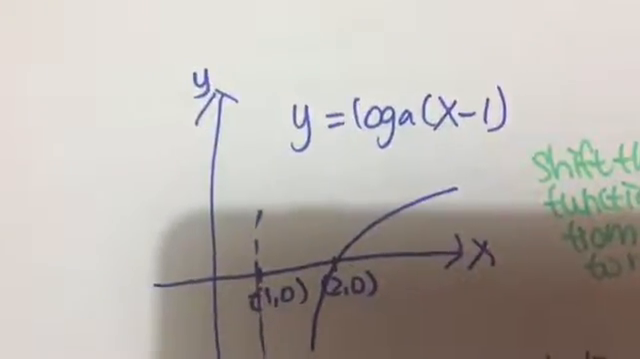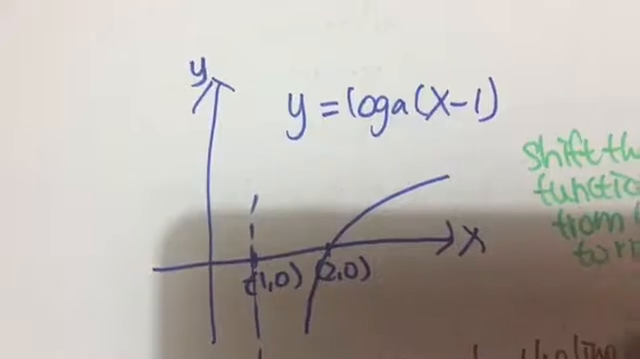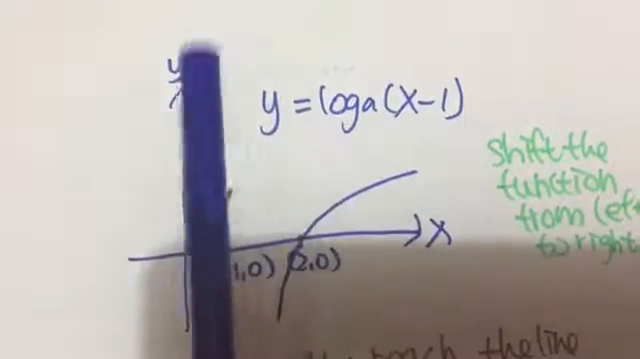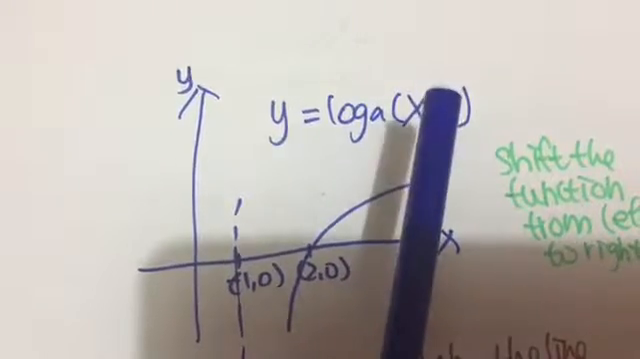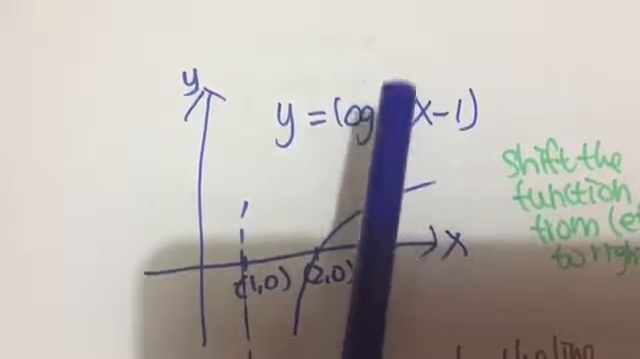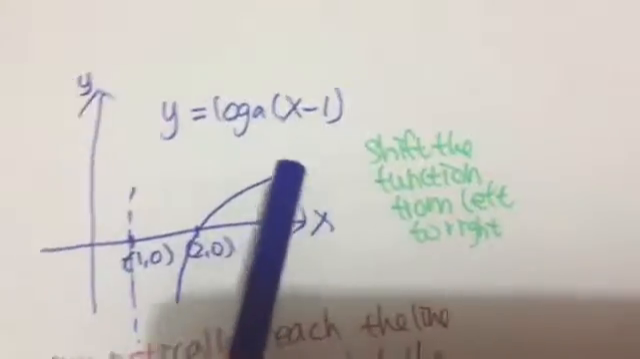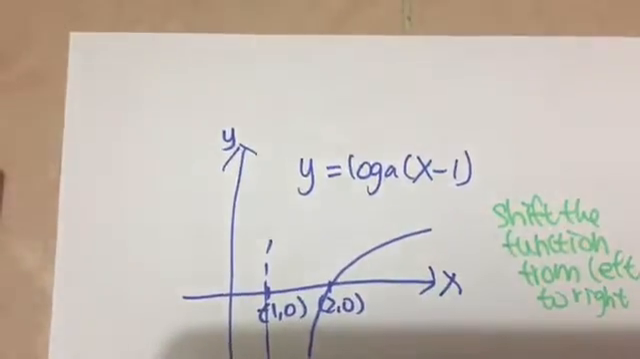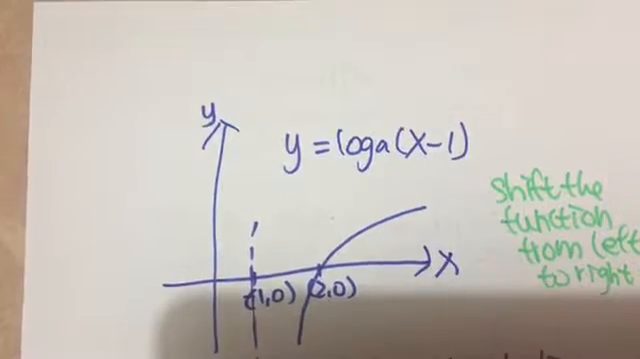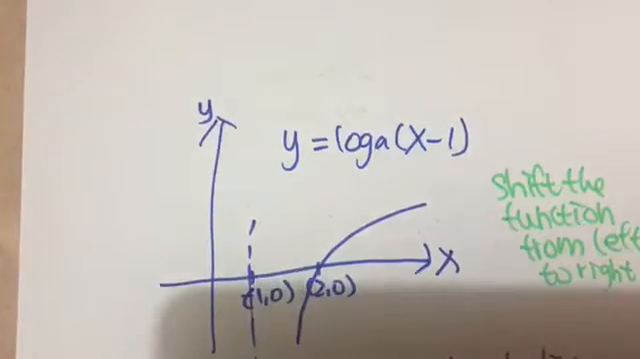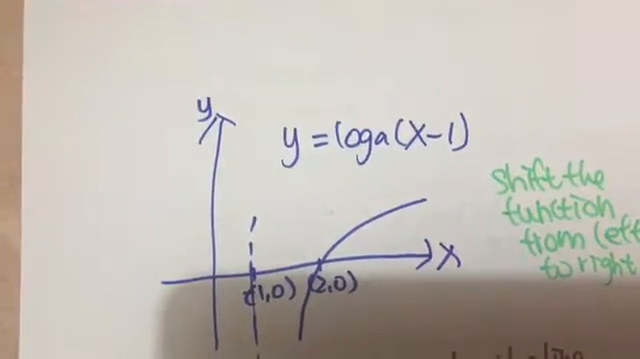Now to the very last situation, that is this one. y equals log to the base of a of (x minus 1). So you just need to shift the function from left to right. The asymptote will be the line x equals 1 instead of the line x equals 0.